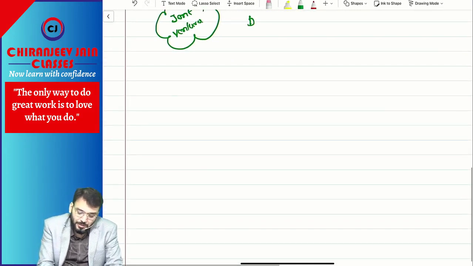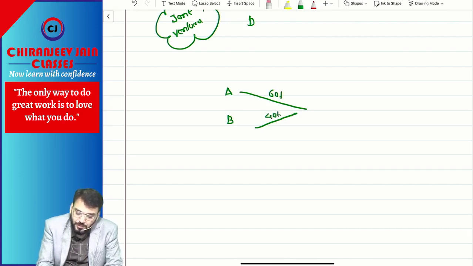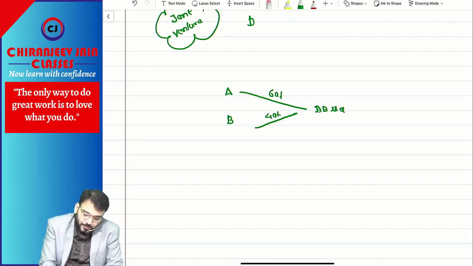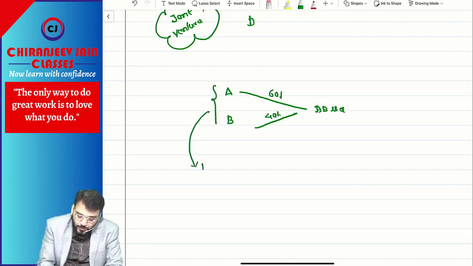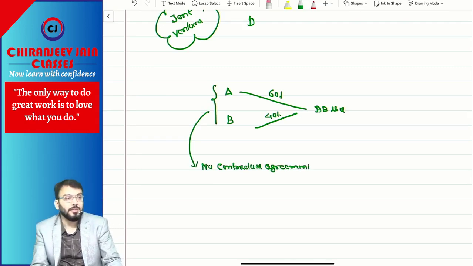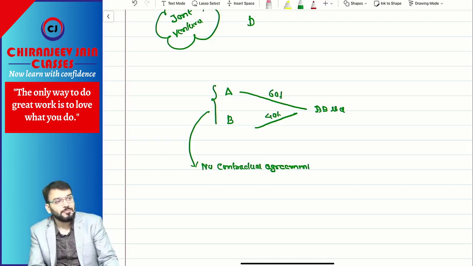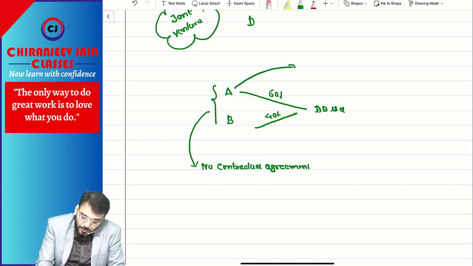Suppose A and B, A is holding 60% and B is holding 40%, and this is AB Limited, and there is no contractual agreement. Are you able to understand? Which AS will be applicable? AS21 in the books of? So can I say in the books of A, AS21 is applicable.